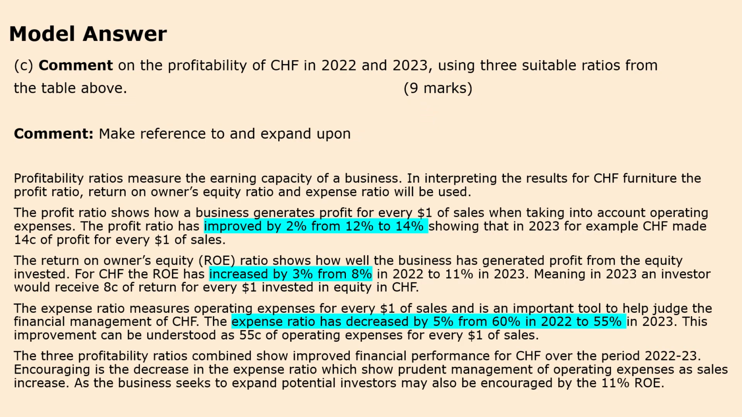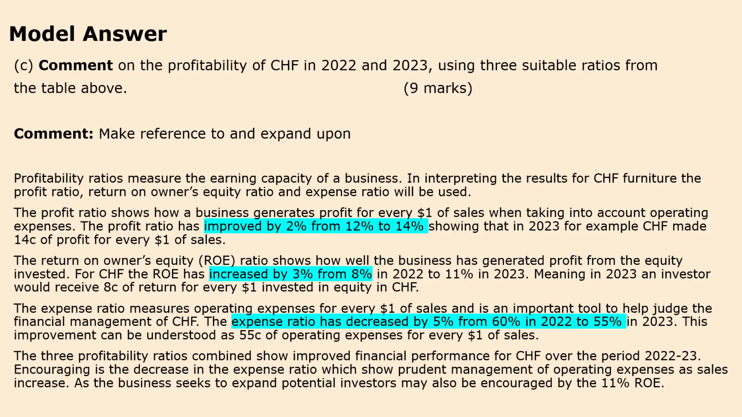Okay, so comment is kind of like explain. It's another version of explain, and the marks would be similar to an explain question, that is, only 9. So you weren't asked to do anything more than comment. You weren't asked to advise the business on improvements. All you needed to do is basically explain or comment on the ratios it had.